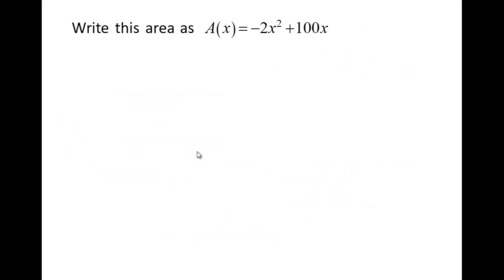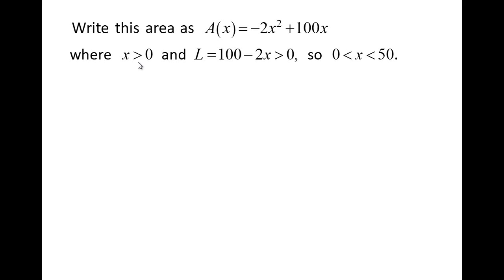So we have this area function where x has to be non-negative. Of course, when x is 0, the area is 0. And also the length has to be non-negative, which would mean that x is at most 50. So this is the domain, and this is the area function that we want to maximize on this interval.